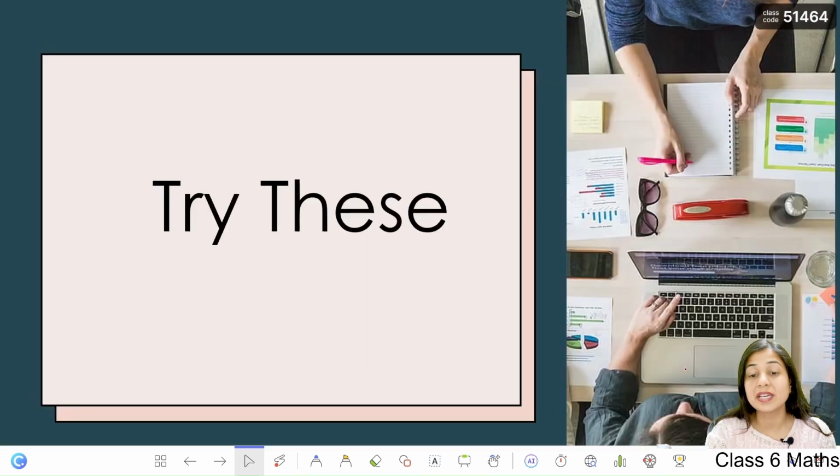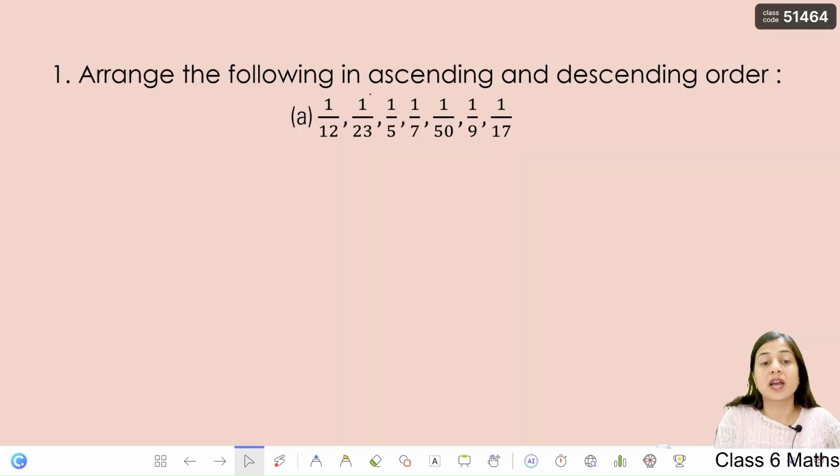So moving ahead, we have tried these questions of NCERT books so that we have a better grip on the topic and we practice some more questions. So let's do. Question number 1. Arrange the following in ascending and descending order.